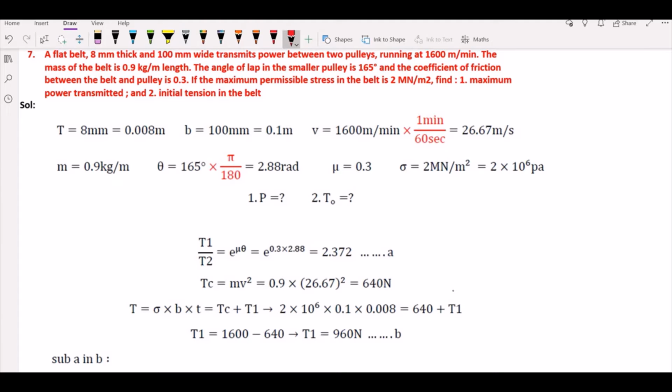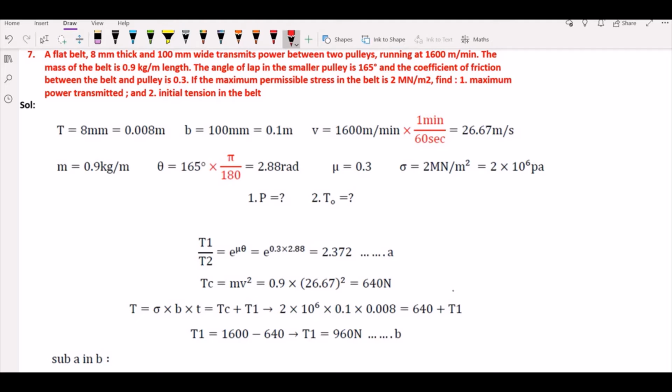Okay, so a flat belt 8 mm thick and 100 mm wide transmits power between two pulleys running at 1600 meter per minute. The mass of the belt is 0.9 kg per meter length. The angle of lap on the smaller pulley is 165, and the coefficient of friction between the belt and the pulley is 0.3. If the maximum permissible stress in the belt is 2 meganewtons per meter square, find two cases: one is the maximum power transmitted, and the other is the initial tension in the belt. So read out the question, understand carefully, and write down the given data.